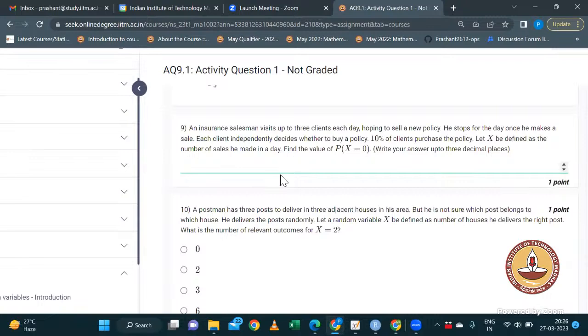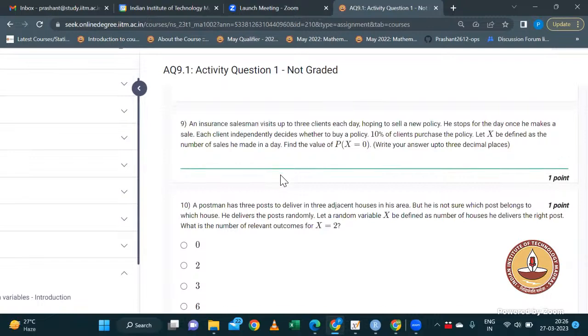Let me read the question first. An insurance salesman visits up to 3 clients each day, hoping to sell a new policy. He stops for the day once he makes a sale. Each client independently decides whether to buy a policy. 10% of the clients purchase the policy. That means, what is the percentage of clients who did not purchase the policy? 0.9, 90%. That's clear.